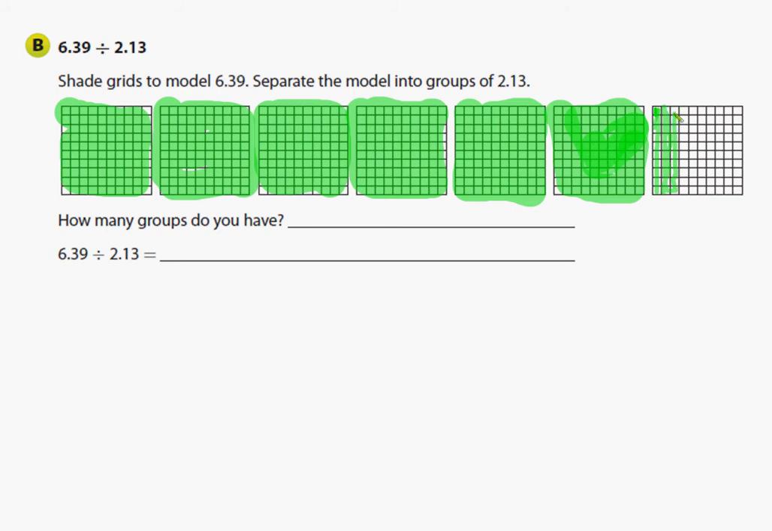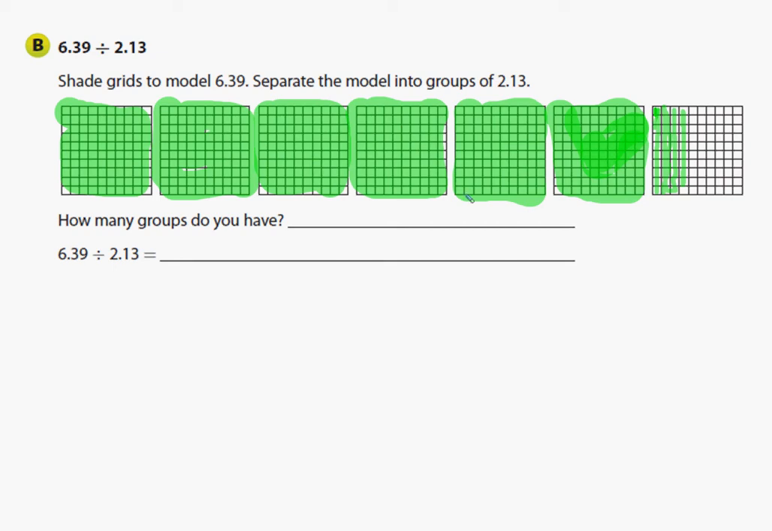And now I have 9 hundredths. So each one of these little squares is a hundredth. So I just fill in 9 of them. So there we go. So there's 6.39. Now, I'm going to divide this into groups of 2.13. So I'm going to separate it into groups of 2.13. So here's how I'm going to do that.